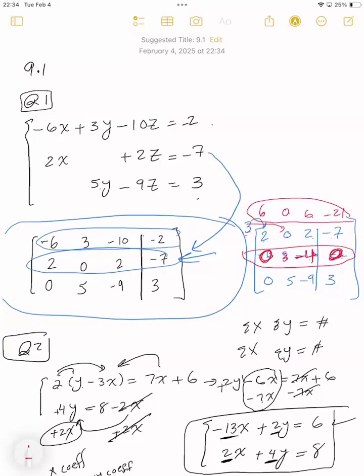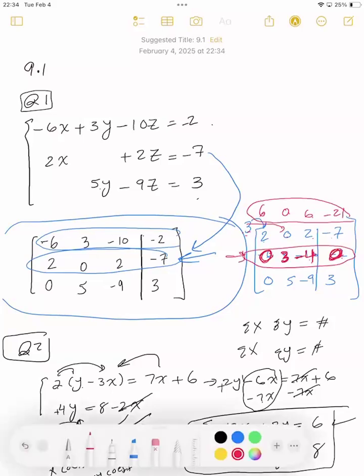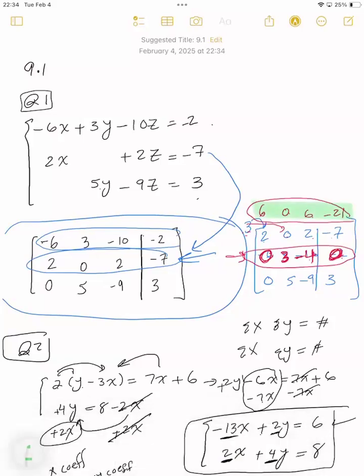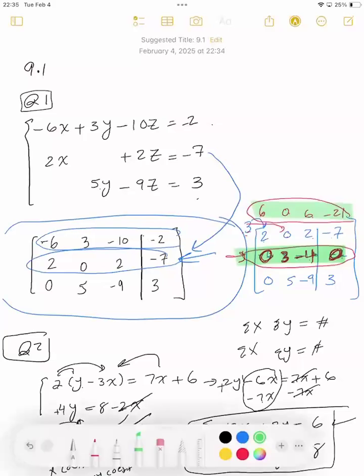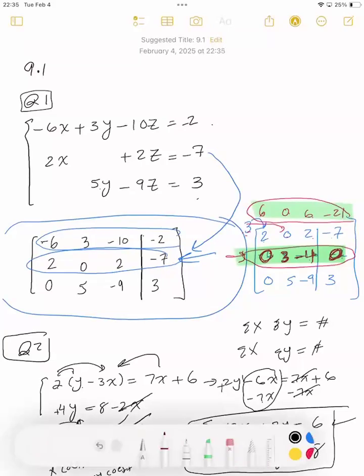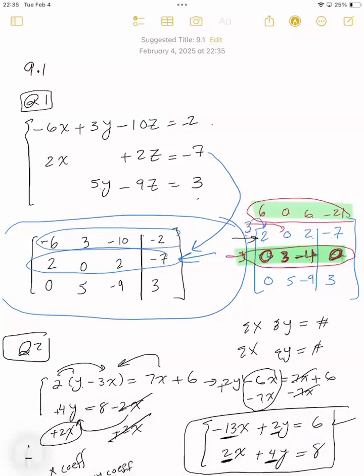I changed row 2, but I leave row 1 alone. So these numbers here are just temporary, but the row 2 numbers are going to be the new numbers. So you're allowed to do such a thing. You're allowed to multiply a row by a number, temporarily write the numbers, and then add it to another row and replace the other row.